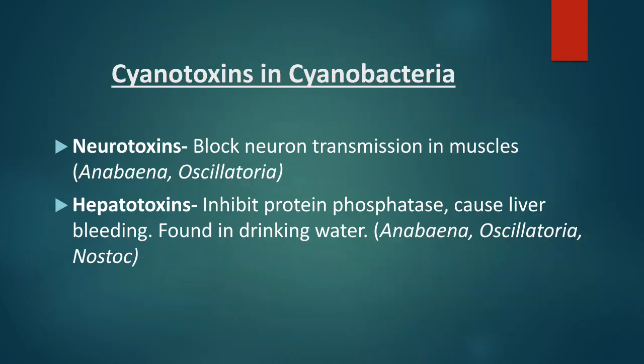Cyanotoxins in cyanobacteria. Neurotoxins, for example, block neuron transmission in muscles, and an example is Anabaena. Hepatotoxins inhibit protein phosphatase and cause liver bleeding, found in drinking water. Examples are Anabaena, Nostoc and Oscillatoria.